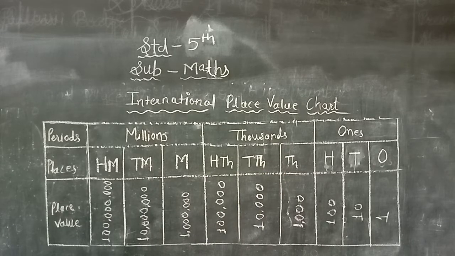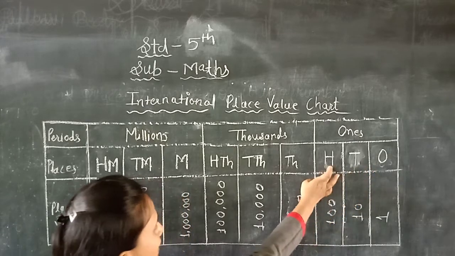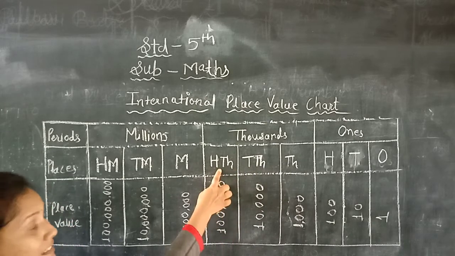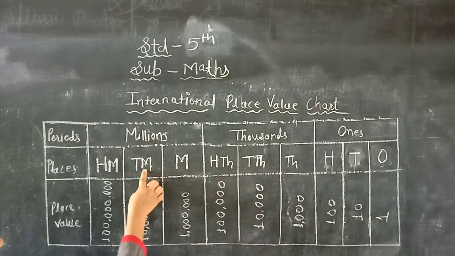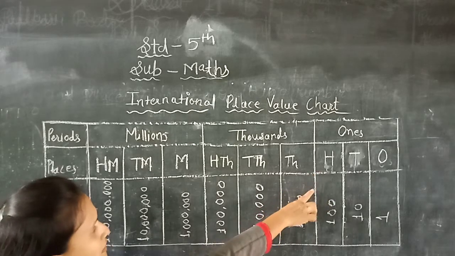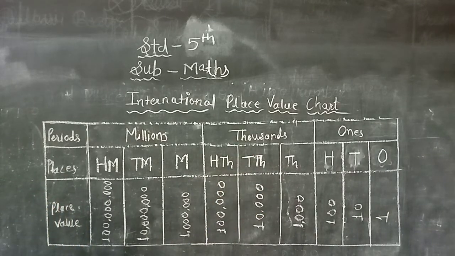Whenever we give the place value of a given number, we have to give that place value from the last digit. It means ones, tens, hundreds, then thousand, 10,000, then hundred thousand, million, 10 million, and 100 million. In our Indian place value chart, we have seen it was ones, tens, hundreds, then thousand and 10,000. After that, we have seen the lakh, 10 lakh, then crore and 10 crore.